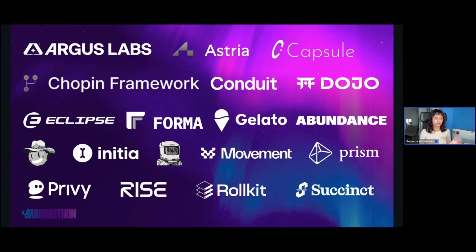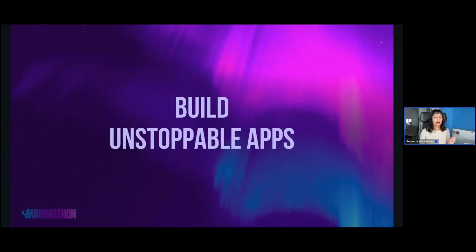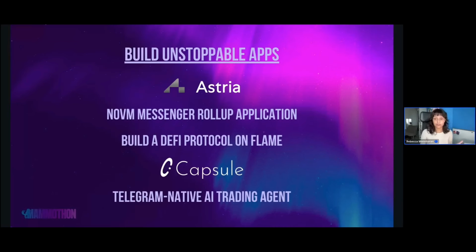Now, let's run through the ideas. There are currently 35 ideas listed in the Hacker Pack, and a few more are still going to be added, so keep an eye out. We're going to start by going through the Build Unstoppable Apps category. First, we have Astria, which is a shared sequencer network which makes it easy to deploy decentralized rollups. They have 2 ideas, building a no-VM messenger rollup application and building a DeFi protocol on Flame.